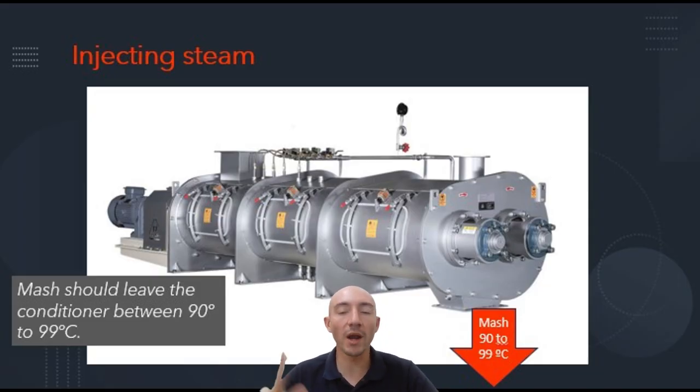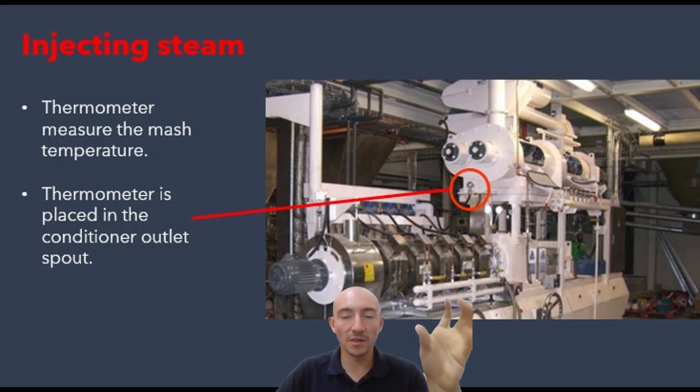You're gonna have more wear, you're gonna have less capacity, and if it's more than 99 degrees, it means that we are not measuring the... we need to measure the temperature of the mesh that is leaving the conditioner. So like in this picture, we need to place a thermometer at the far end of your conditioner, and this thermometer will sense the temperature of the mesh that is leaving the conditioner.